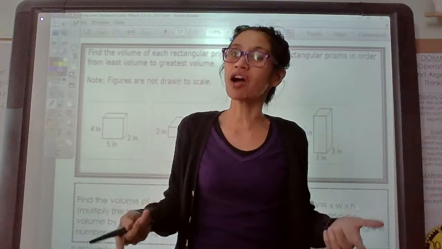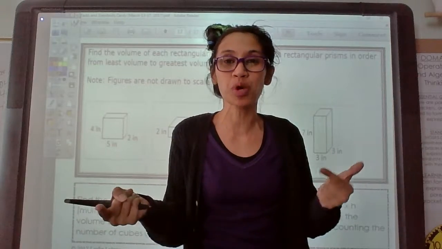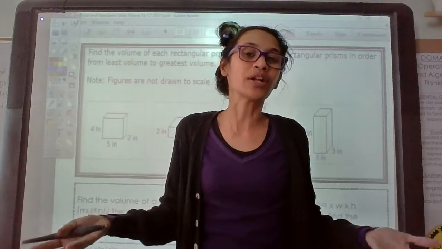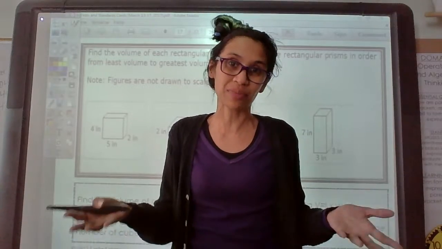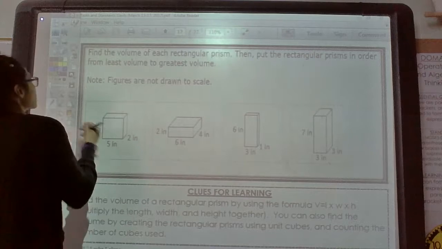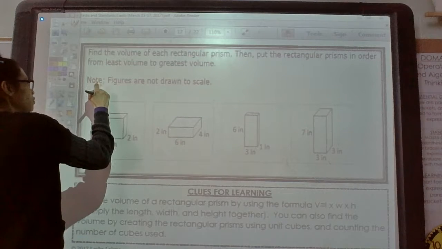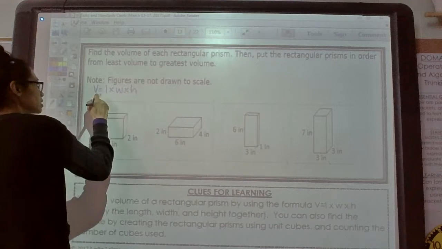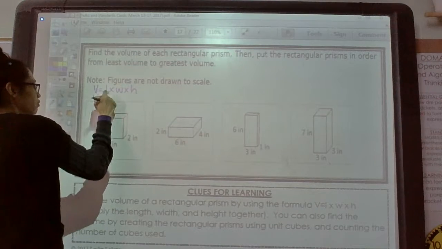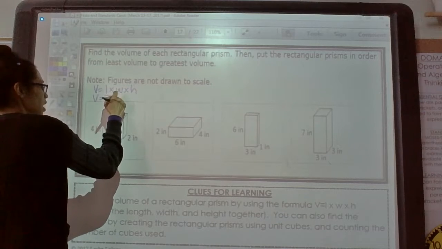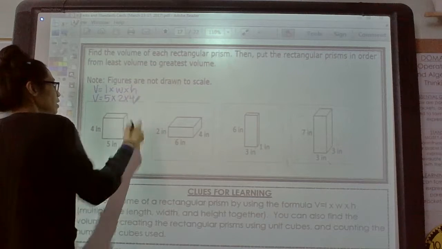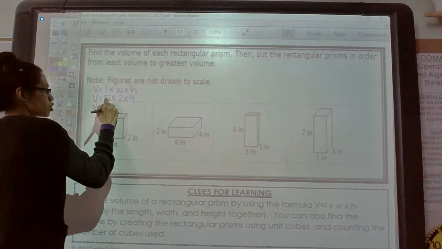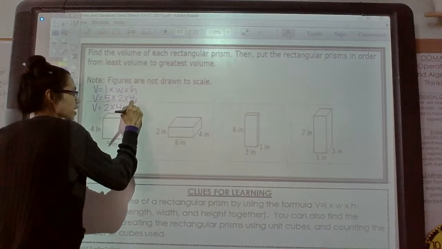Now, a property of multiplication is the commutative property. That means you can switch them around, and it doesn't matter what order you multiply them because you'll get the same answer, okay? Let me write that down. So, for example, for this one, to find the volume, we can write the formula length times width times height. So, write the formula, and we have volume, the length, that's a 5 times 2 times 4. And when I say we can switch them around, I can even do 2 times 4 times 5.